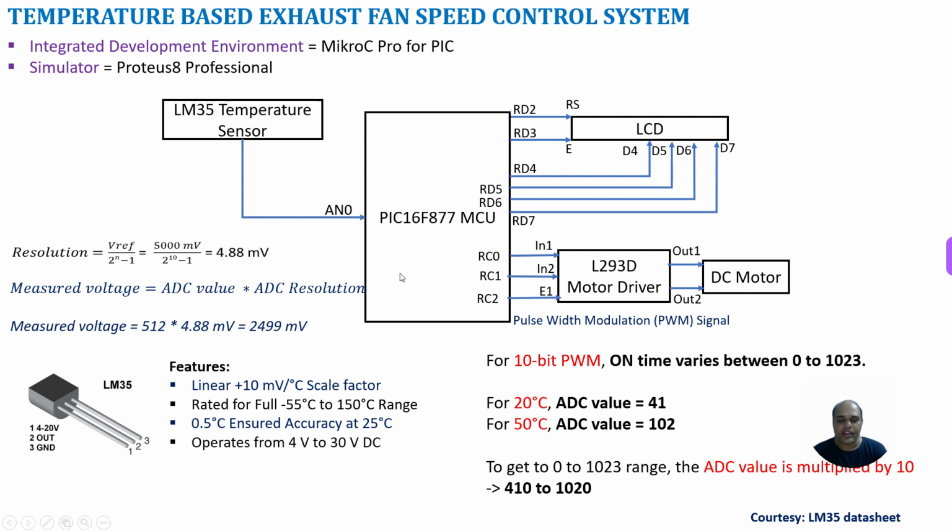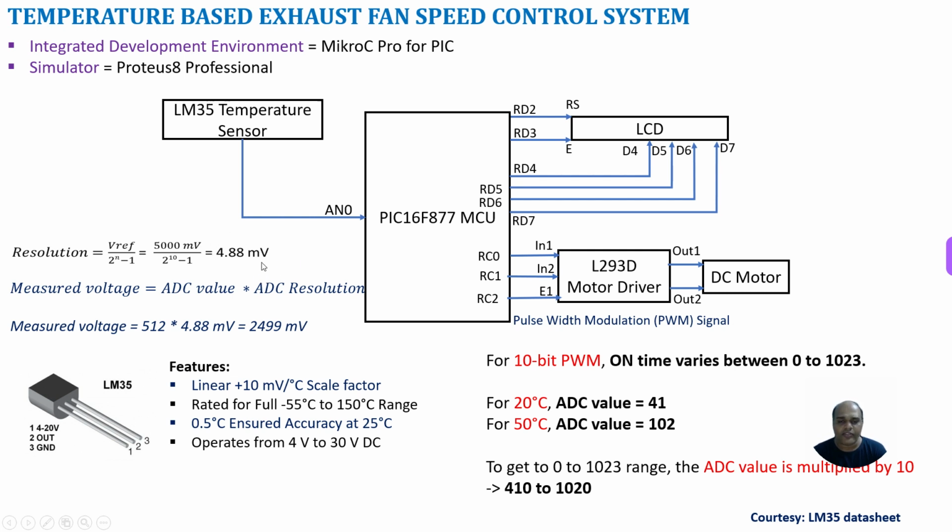This PIC16F877 microcontroller has 8 analog channels, AN0 to AN7. In that we are going to connect LM35 to the AN0 channel, and we have a 10-bit ADC inside your microcontroller. If the reference voltage is about 5 volt, which is nothing but 5000 millivolt, since it is a 10-bit ADC, we have 2 power 10 minus 1. The resolution of the ADC is about 4.88 millivolt.